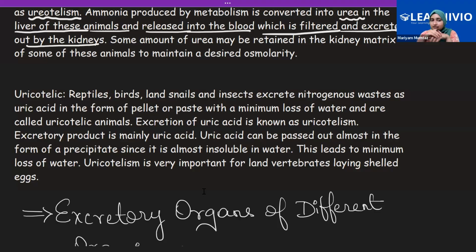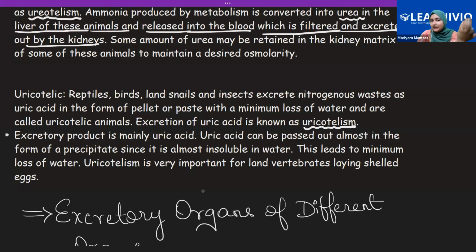Why? Because birds in general, reptiles and most insects are uricotelic in nature, meaning that their bodies synthesize uric acid. And that uric acid is eliminated out of the body in the form of a pellet or paste-like structure. It's not fluid. So if it is in the form of a paste, that means there is minimum loss of water, right? So they are called uricotelic organisms, and the phenomenon of excreting uric acid is called uricotelism.